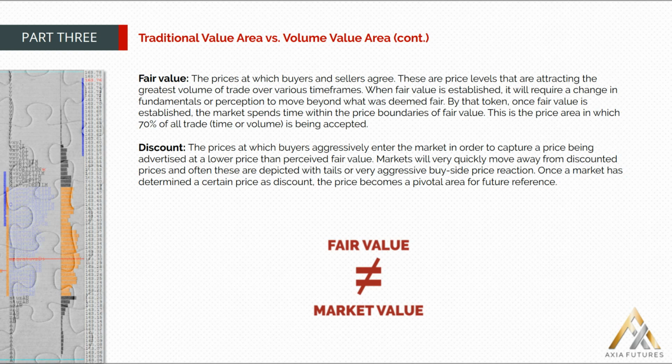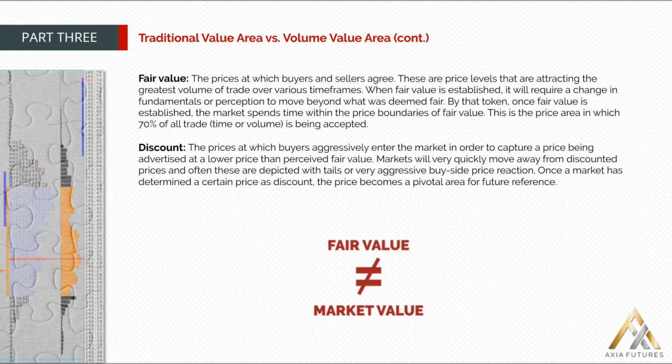When fair value is established, it will require a change in fundamentals or perception to move beyond what was deemed fair. By that token, once fair value is established, the market spends time within the price boundaries of fair value. This is the price area in which 70% of all trade, whether that's time or volume, is being accepted. So in essence, what is fair value? It's merely the point where buyers and sellers agree with one another. How do we move out of fair value? Well, it requires a very big shift in perception or fundamentals to move us away from fair value. So by that token, markets spend a long time within fair value.